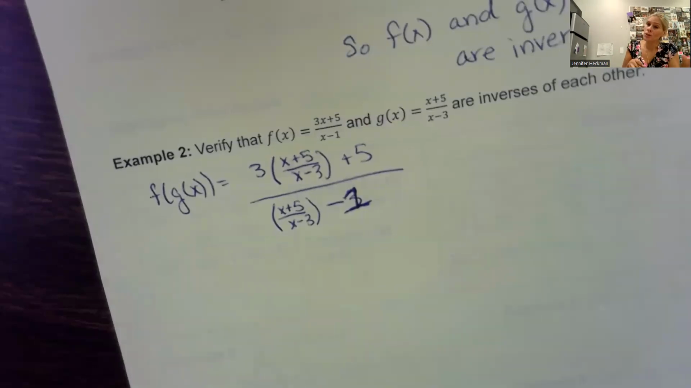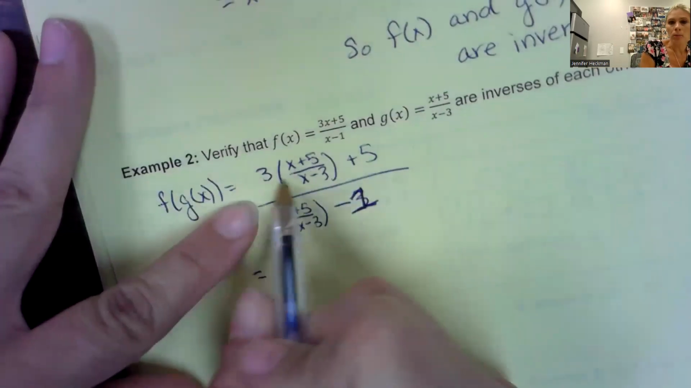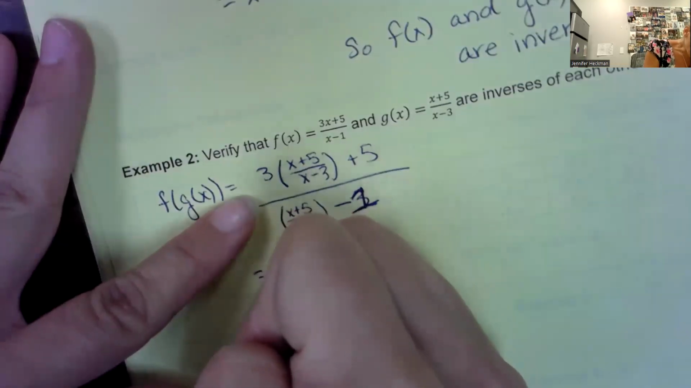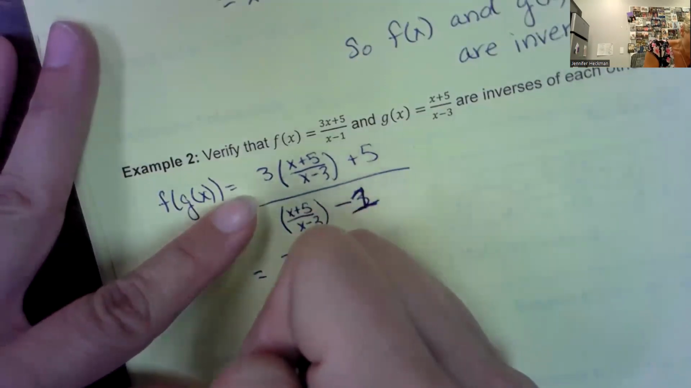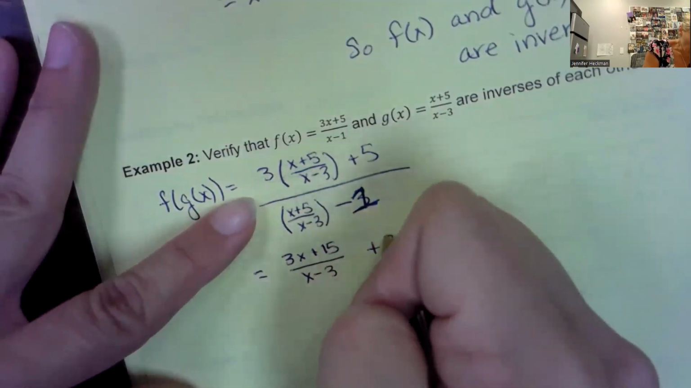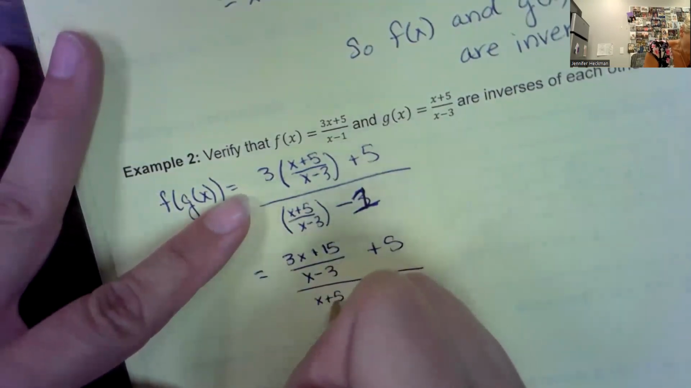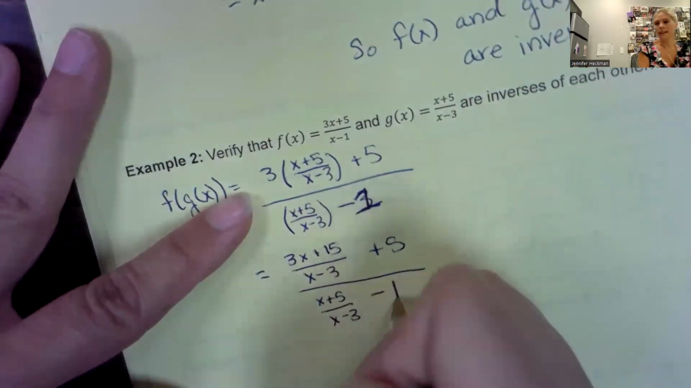Now, first thing I see here, it looks a little confusing. You could do one step before the other. I'm just going to do it this way so I can see it better. So the first thing I'm going to do is distribute that 3 on top. Remember, this 3 is 3 over 1, so you're only distributing it to the x plus 5. So we get 3x plus 15 all over x minus 3, plus this 5 all over still the x plus 5 over x minus 3, minus 1. Do you guys see that?